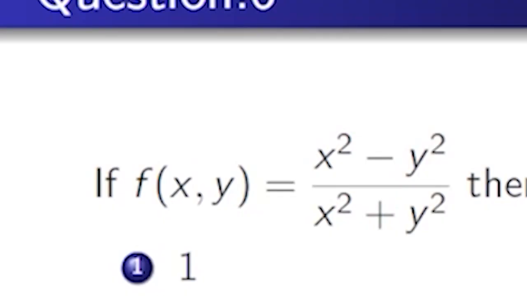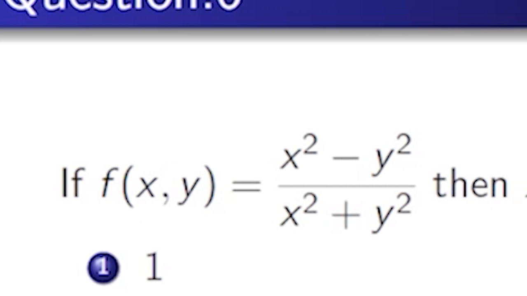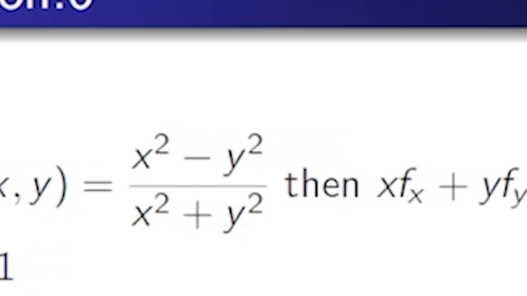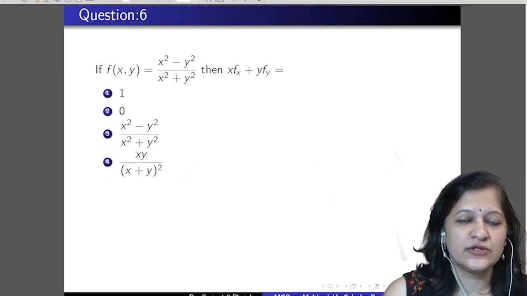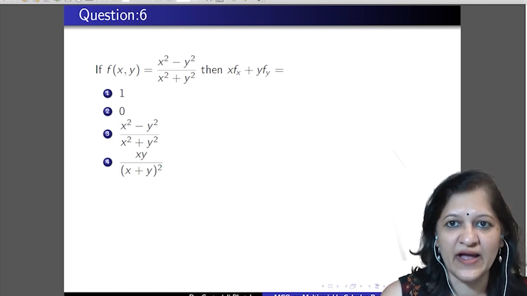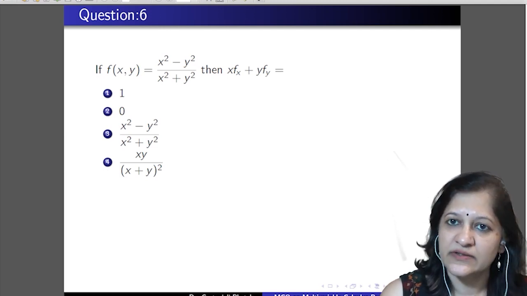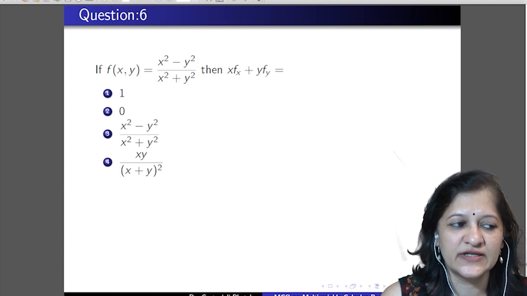The next question is, if f of x, y equal to (x square minus y square) upon (x square plus y square), then the value of x fx plus y fy equal to. Now here you don't need to find partial derivatives fx, fy and then calculate. This is not necessary. We can use Euler's theorem. What is Euler's theorem? Just recall Euler's theorem.